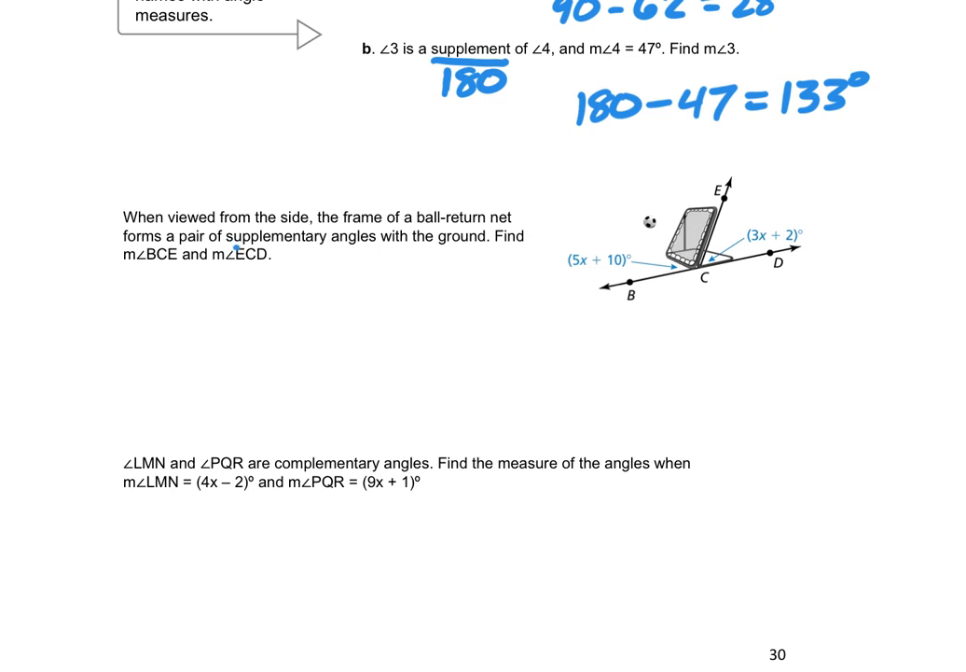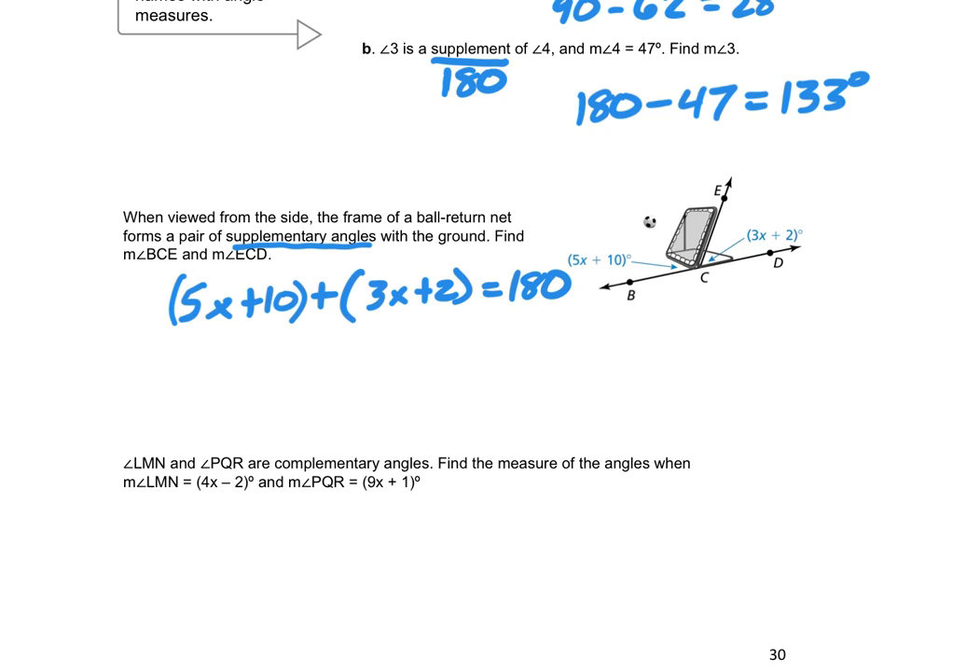And it tells me that right here. It tells me they are supplementary. They form a line, okay? If the ground is flat, it's going to form a straight line across. These two angles together are going to add up to make what? 180, okay? So we're going to do 5x plus 10 plus 3x plus 2. And you probably don't necessarily need the parentheses here, but I'm going to go ahead and put it in parentheses just to separate them and say this angle plus this angle has to add up to be 180 because they told us they were supplementary.